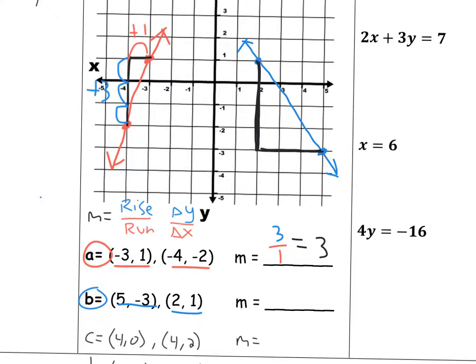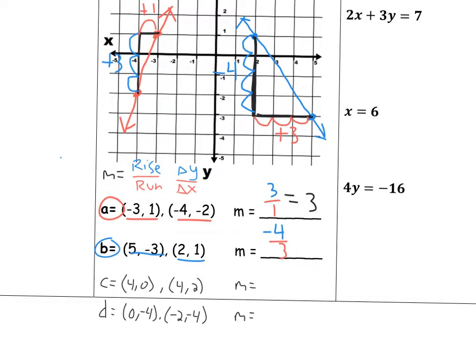So our rise, we're going down 1, 2, 3, 4. Since we went down, that is -4. And we're going to the right, 1, 2, 3. So that is going to be a +3. So our rise over our run is -4 over 3. And there is no reducing you need to do there, so that is your final answer, just -4 over 3.